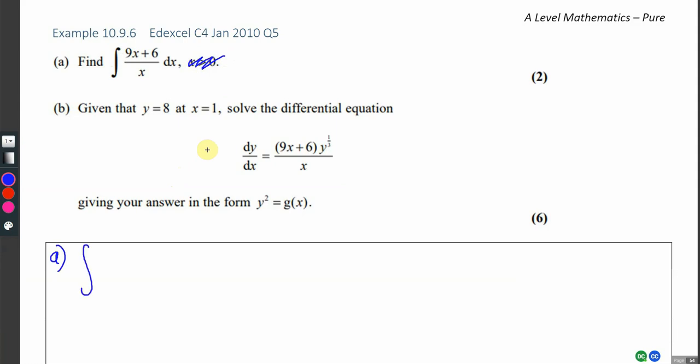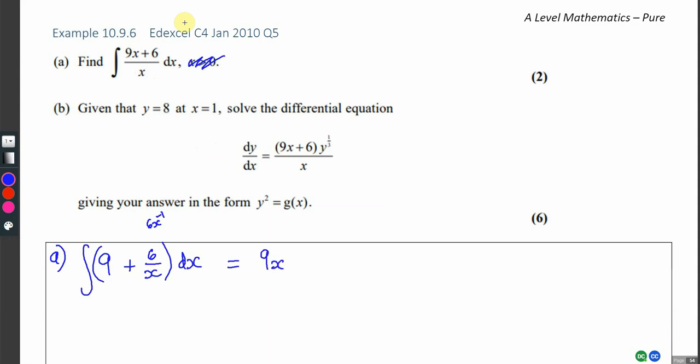When integrating, you should always try to simplify the thing we're integrating as much as possible, and that's the key to this question. Just simplify it. We've got 9x and 6, both divided by x. So this is 9 plus 6 over x, which you could write as 6 times x to the power minus 1 if you want to. Now both of those terms can be integrated immediately.